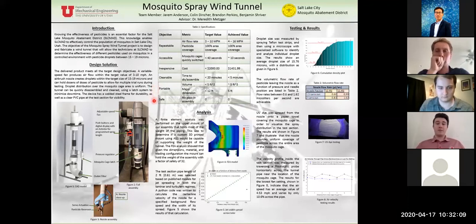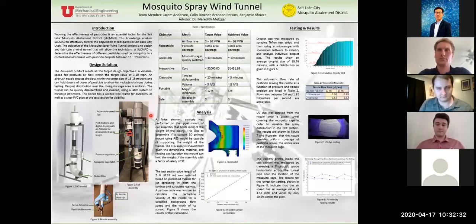Safe is one of the objectives that we were conscious of, to make sure that as we're operating the wind tunnel, no pesticide is leaking out. As a result, we have weather stripping on all of the gaps in our assembly to make sure that there are zero gaps and everything is airtight when in operation. Now, Jerem will talk a little more in depth about the design solution.